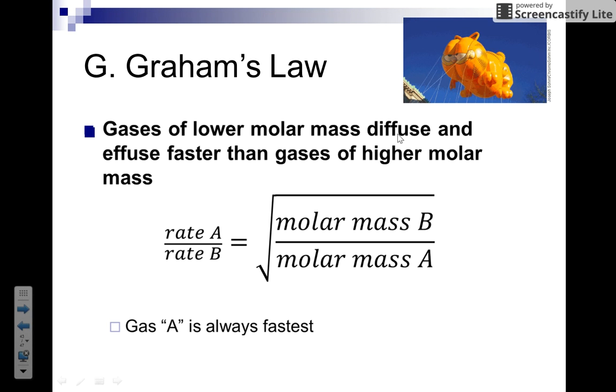That's because the lighter gases have less mass to carry, so they're going to move much faster in an open area. Now, the gas law itself is written as the rate of gas A divided by the rate of gas B equals the square root of the molar mass of gas B divided by the molar mass of gas A. We want to always define gas A as our fastest gas, therefore it's going to be our lighter gas. Keep in mind, the gas with the least molar mass is going to move faster. You want to define that as your gas A. That will make the calculations more simple.